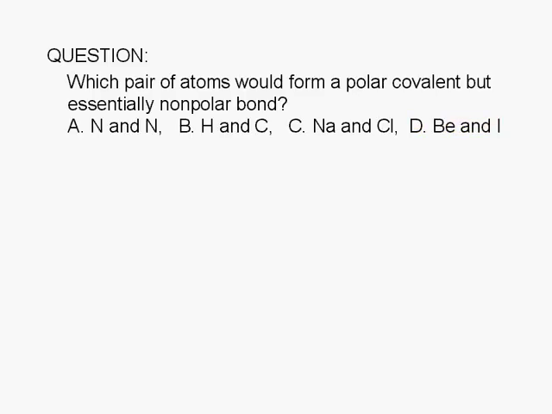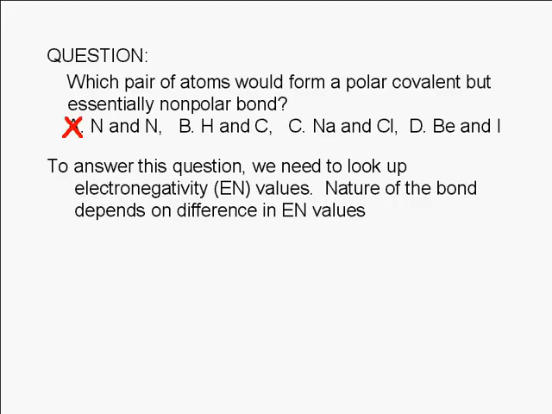Polar covalent bonding refers to unequal sharing of electrons, so we can rule out choice A right away. There's no reason for electrons to prefer one nitrogen atom over another nitrogen atom. The bond between two nitrogen atoms is pure covalent. To determine which of the other choices is correct, we need to look up electronegativities.